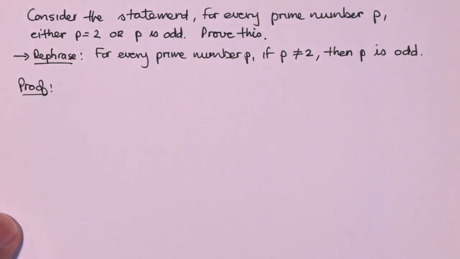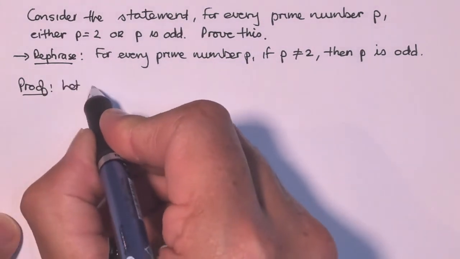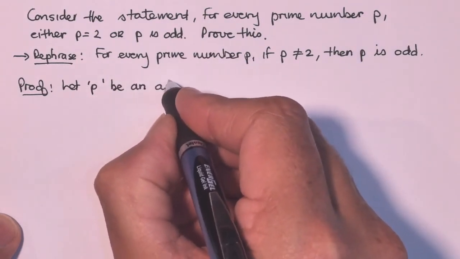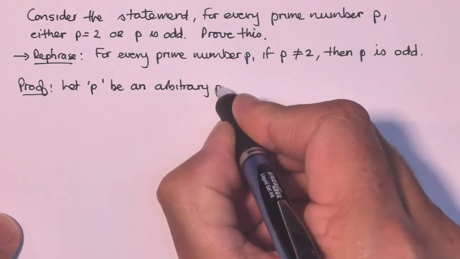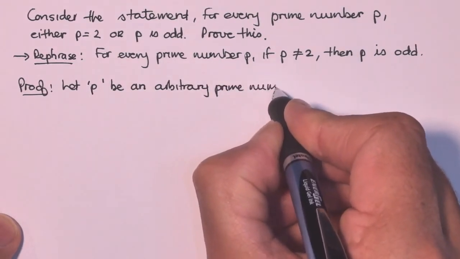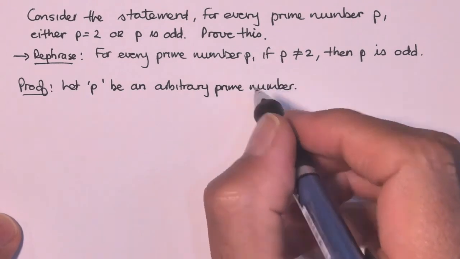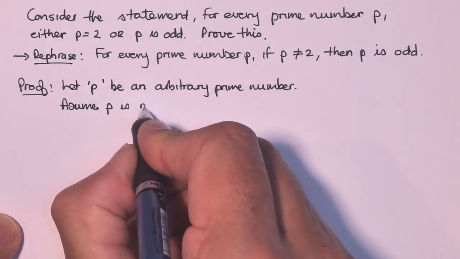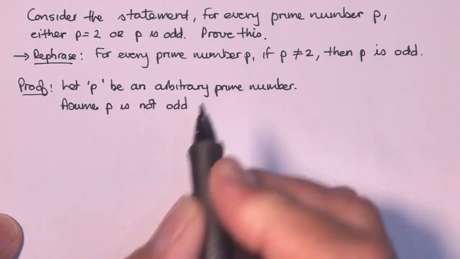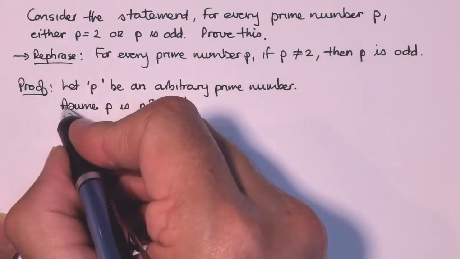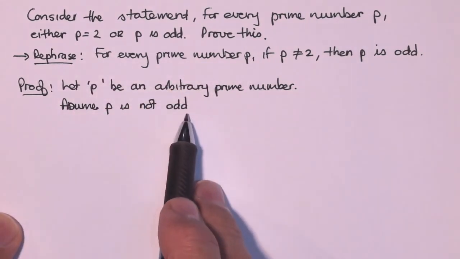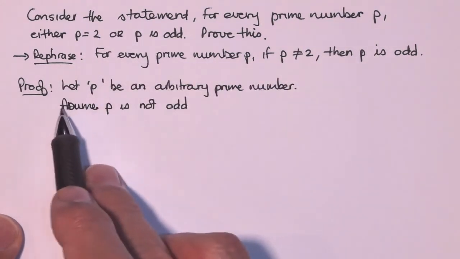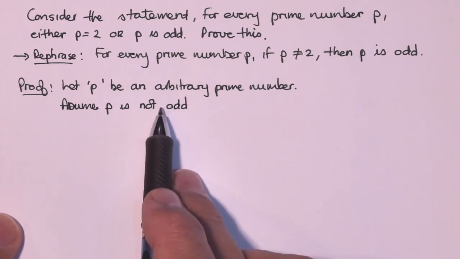For our proof, we're going to state that let p be an arbitrary prime number. Okay. Then we're going to assume p is not odd. So we're negating, there's two S's in assume, sorry. Assume p is not odd. So we're negating what we're saying here, that p is odd. Okay, so we're assuming it is not odd.